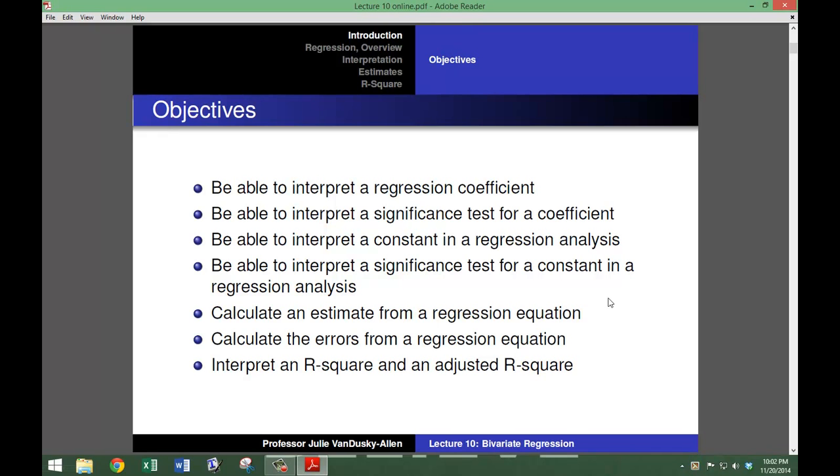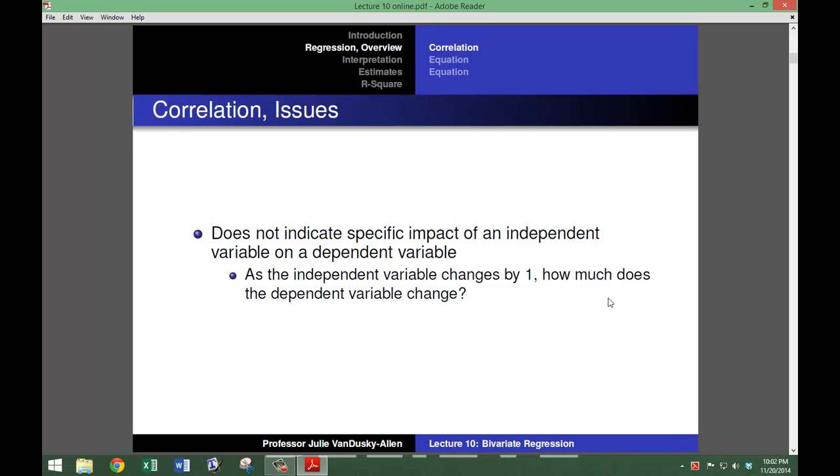adjusted R-square. In the previous lecture, I showed you how to calculate a correlation coefficient between two variables. A correlation coefficient tells you the direction and magnitude of the relationship between two variables, but it does not distinguish between one variable being an independent variable and the other variable being a dependent variable. In addition, it does not tell us the specific impact of an independent variable on a dependent variable. Sometimes we want to know as the independent variable changes by 1, how much does the dependent variable change?